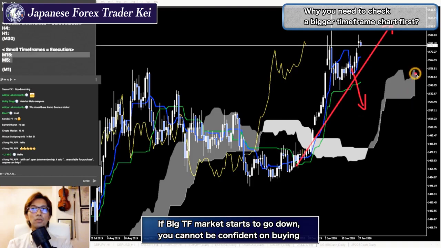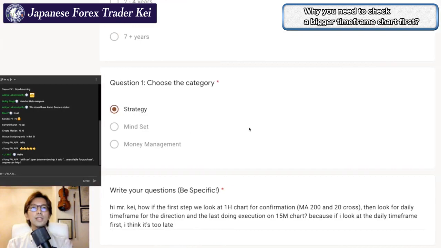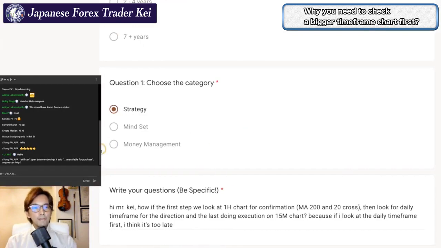By looking at the Kumo itself, you can be sure if the market is going up or not, or down or not. And when you look at the lower time frames and you see the market keeps going down, then sooner or later in the daily chart too, the Kumo should be twisted to the downside, and you can confirm in the daily chart that the market is losing its bullish momentum. So that's why starting from the bigger time frame is basically very important to analyze the market.